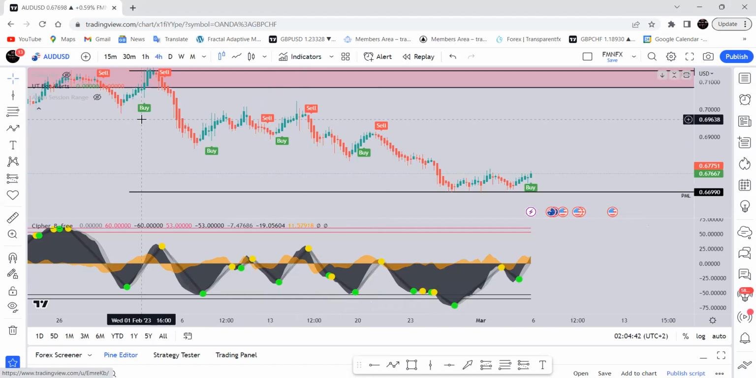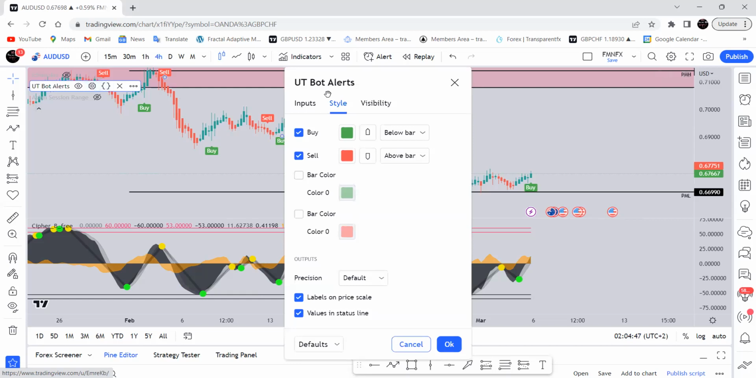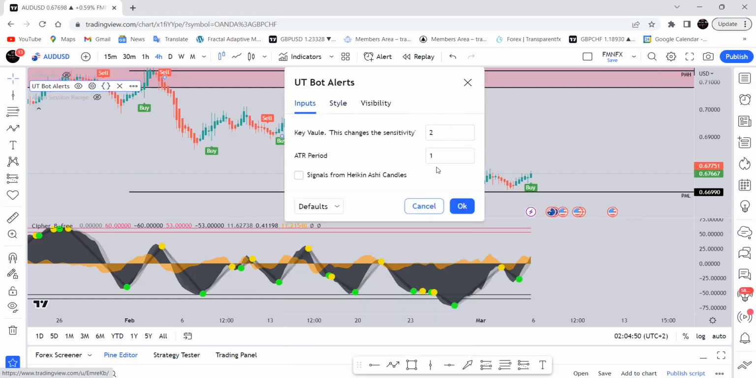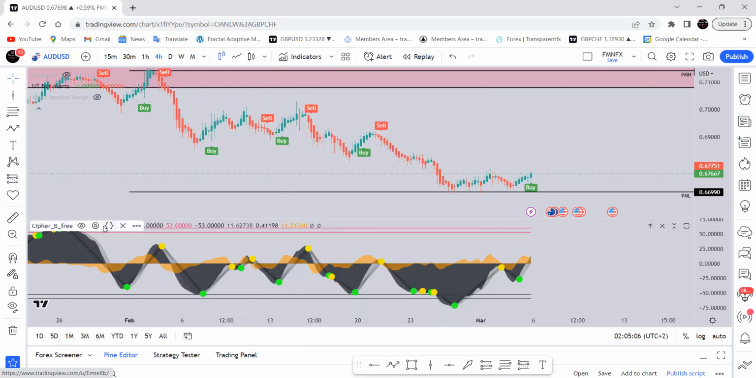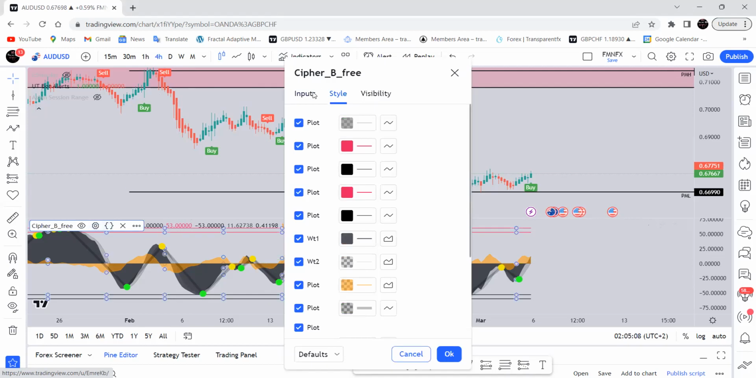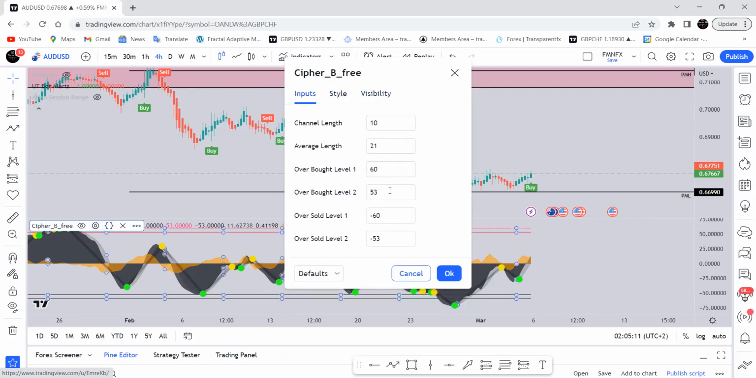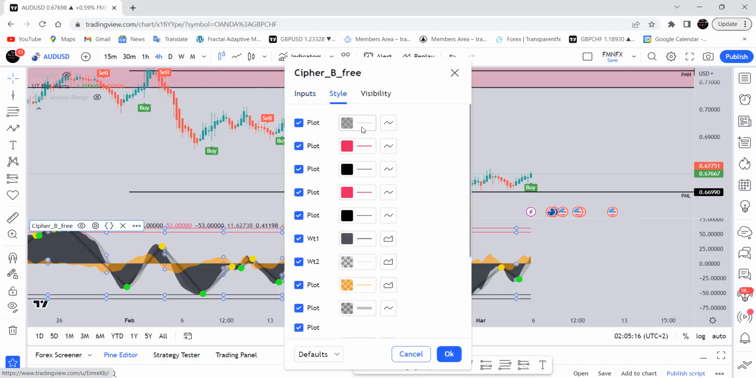I have not changed any numbers. If I go in the settings, the inputs I kept the same, 2 and 1. The style, however, I did turn off the candles because I'm using Heikin Ashi. I'll show you why I did that in a second. Now, as far as the B free, I have not changed any inputs: 10, 21, 60, 53, negative 60, negative 53.